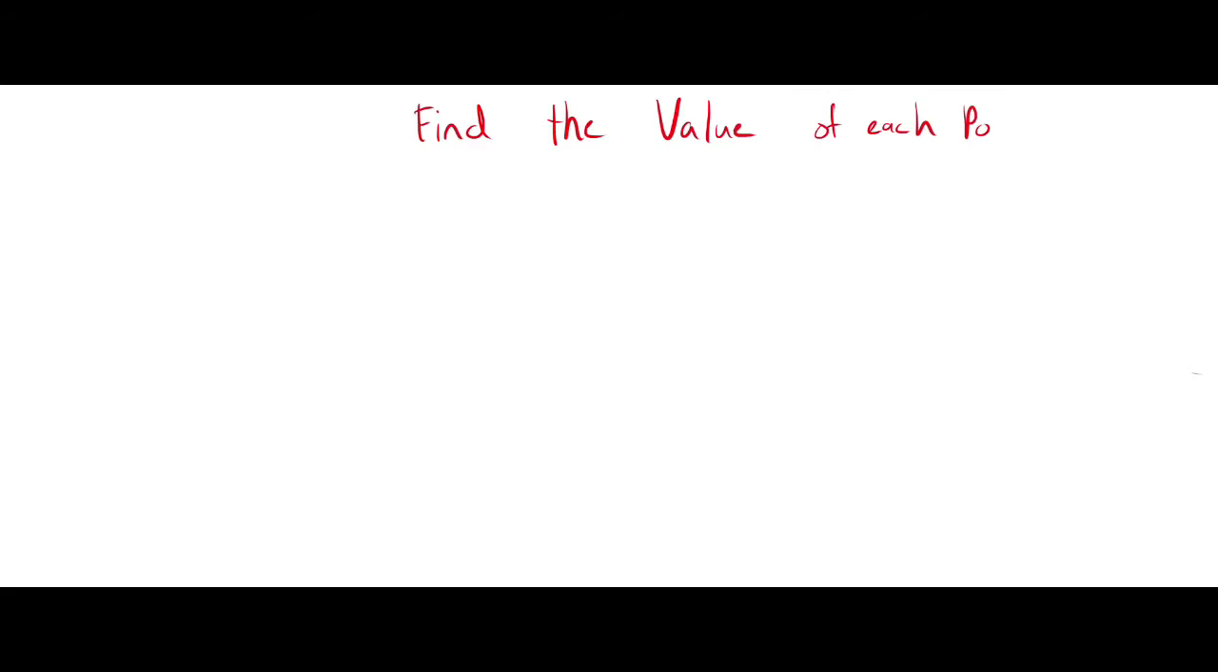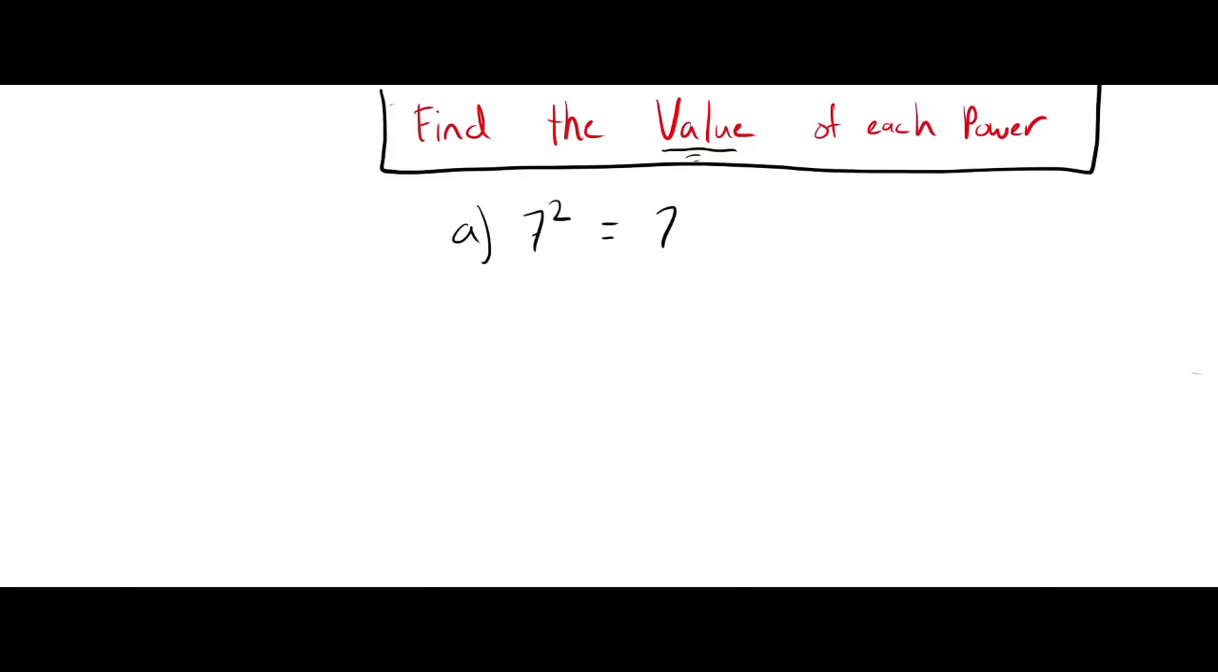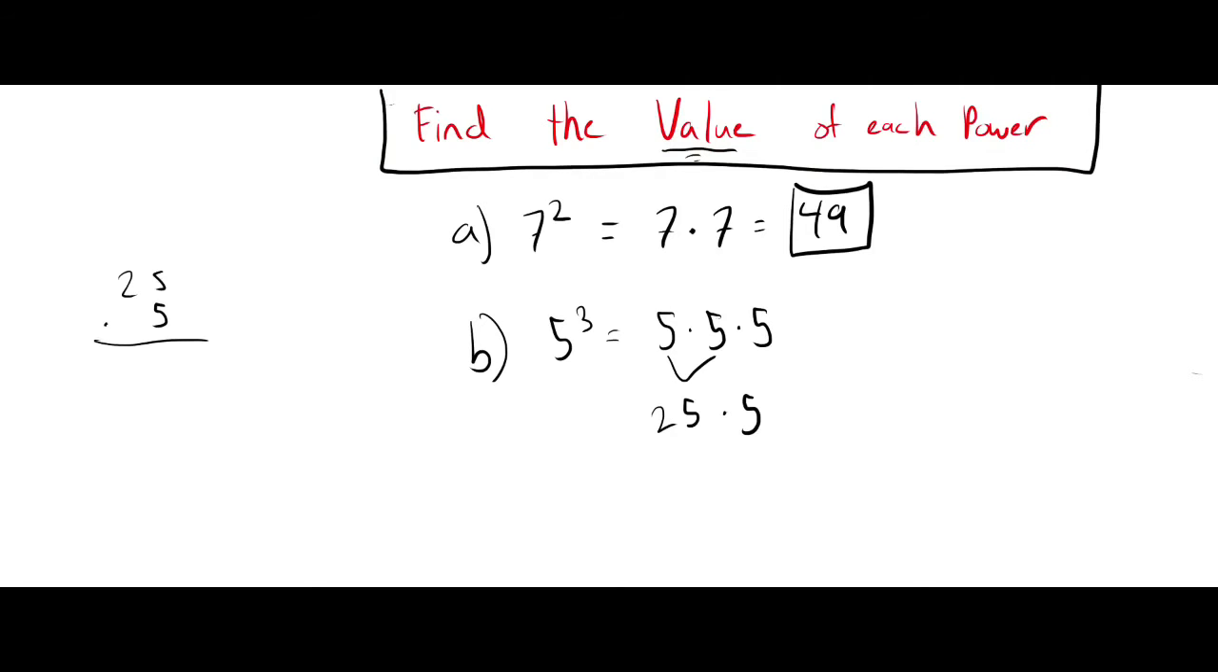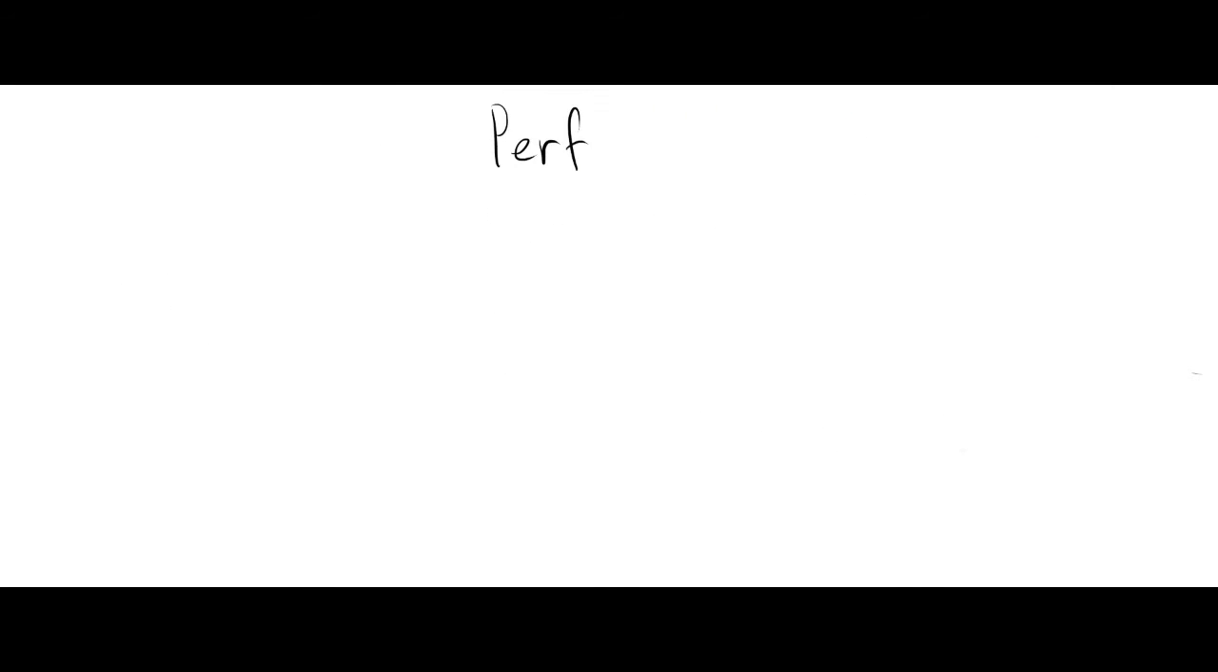All right, find the value of each power. So now we have a power, 7 squared, and we want to find the value. So you do 7 times 7, which is 49. 5 cubed, we do 5 times 5 times 5, which is, 5 times 5 is 25. 25 times 5, there we go.